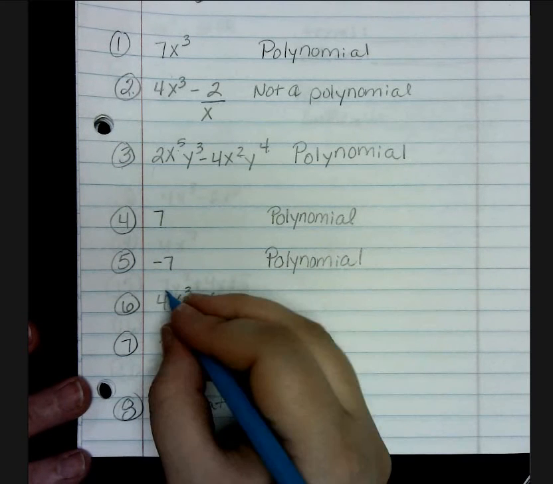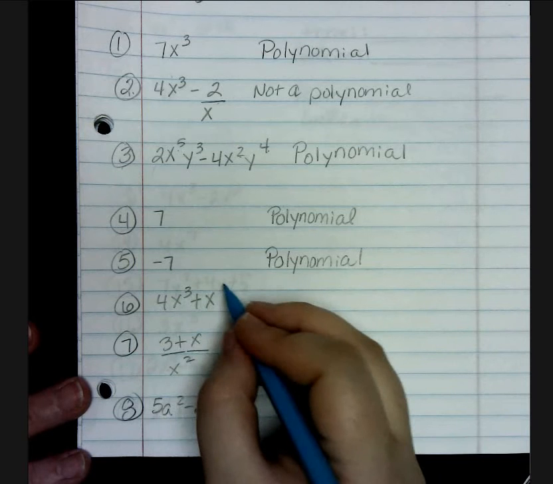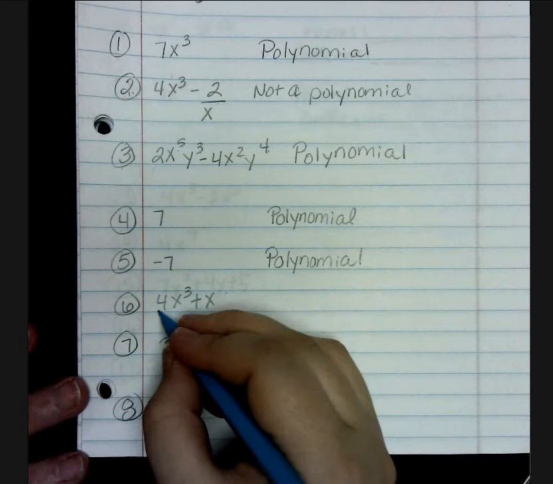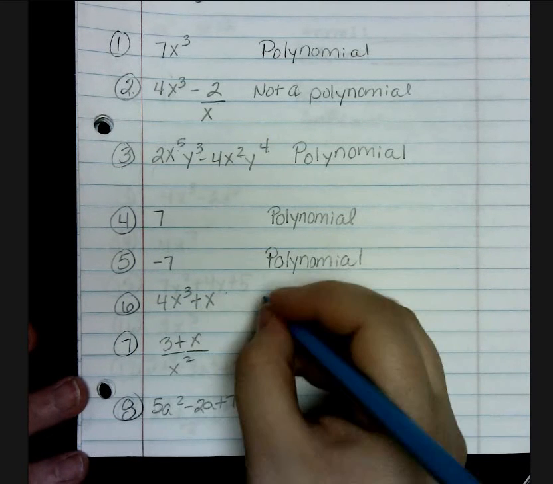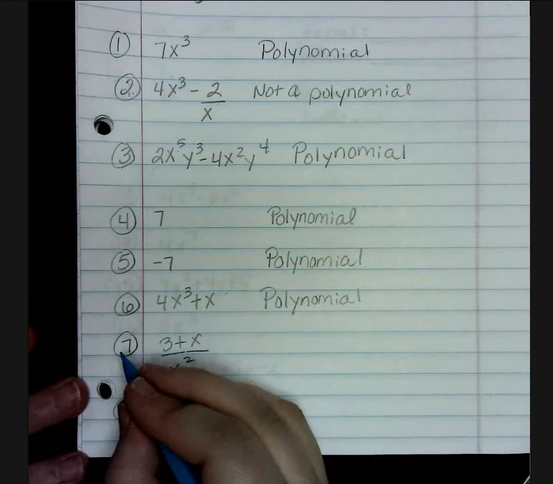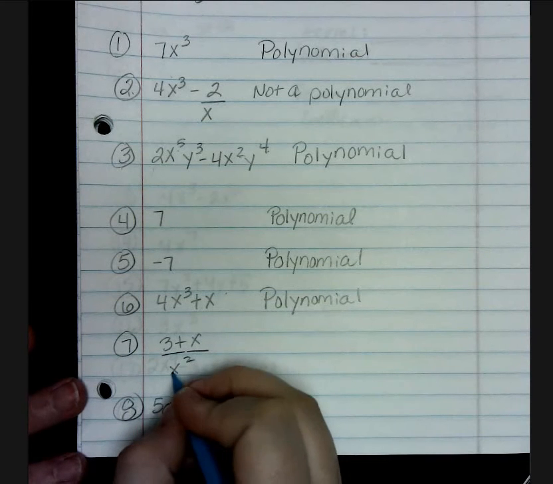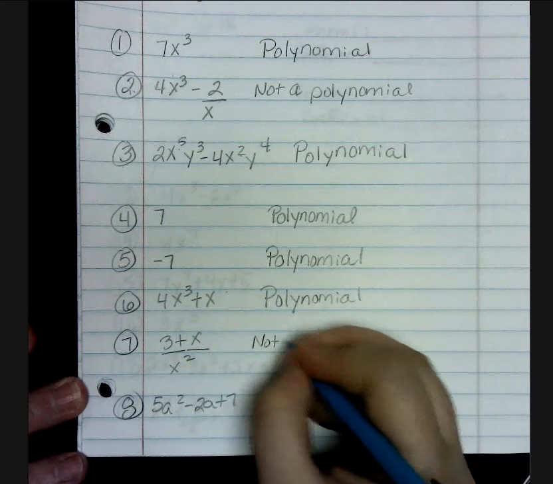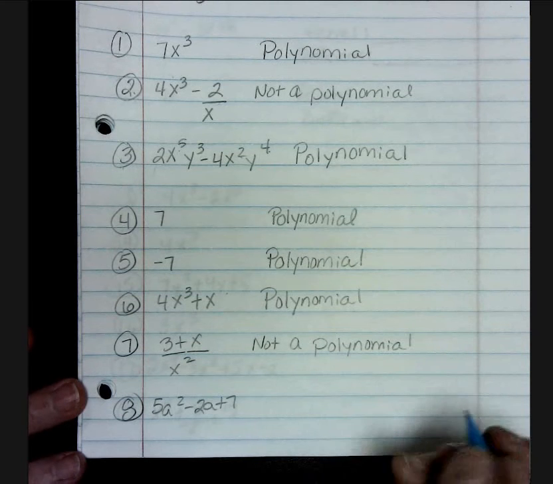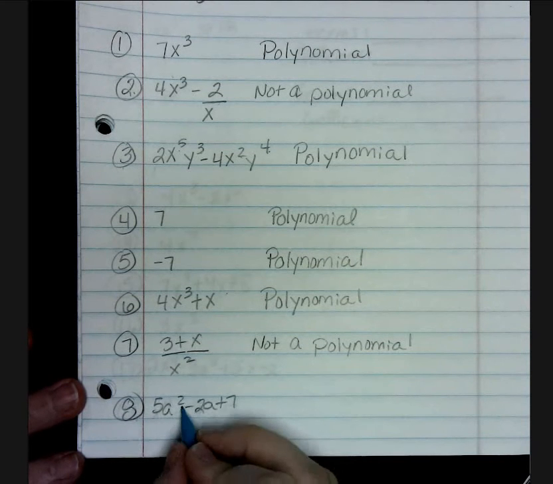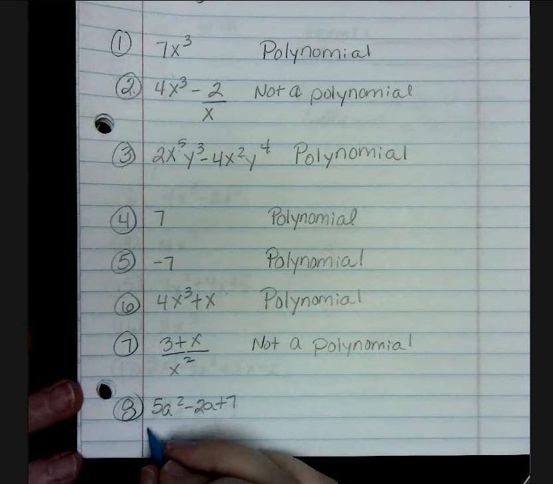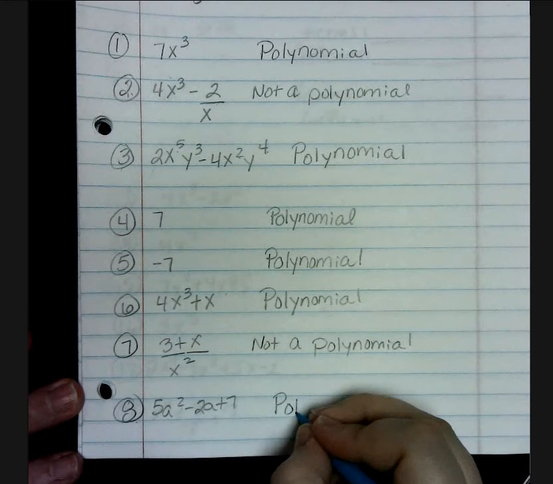Number 6, there are no exponents that are fractions. There is no radical sign, and then there is no variable in the denominator, so that is a polynomial. For number 7, we see there's a variable in the denominator, so we know right off the bat that this is not a polynomial. And then on number 8, there are no exponents that are fractions, there's no radical symbol, and then there's no variable in the denominator, so we would say number 8 is a polynomial.